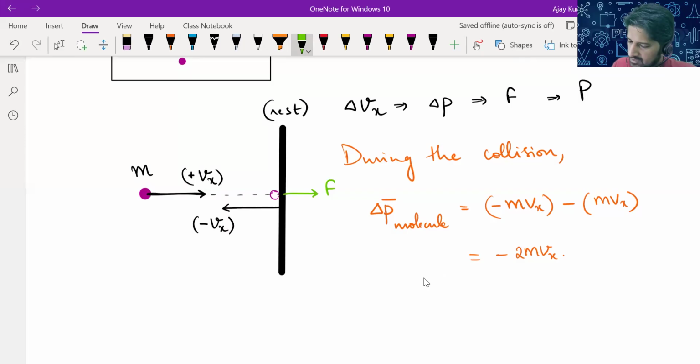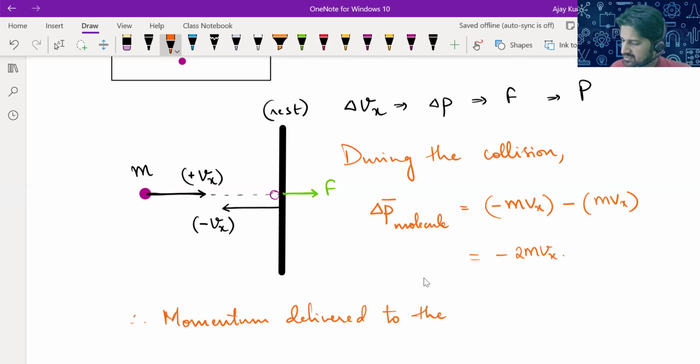Fine. And from Newton's third law, these will be an action-reaction pair. We can say that whatever magnitude of force the molecule experienced, the same magnitude of force the wall would have experienced. So whatever change in momentum the molecule has experienced, a negative of that the wall would have experienced. So what I mean is the momentum delivered to the wall, or you can say impulse delivered to the wall. Okay, change in momentum, I think that will be better.